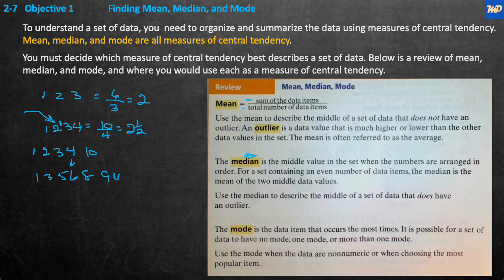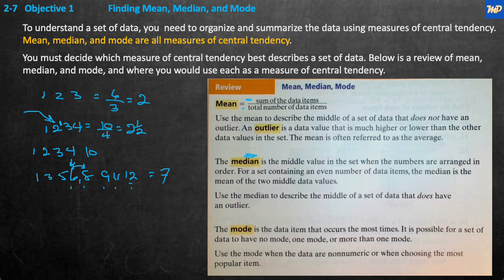But if we had another value in here, 12, then there's 1, 2, 3, 4, 5, 6, 7, 8 values. So that means there's 4 on each side of the middle, and there's no middle value. So what do you do? You take the 8 and the 6 and you add them together and divide by 2. So 8 and 6, the number in between is going to be a 7, right? So the median is going to equal 7 with this 12 added on here, where before it was 6.